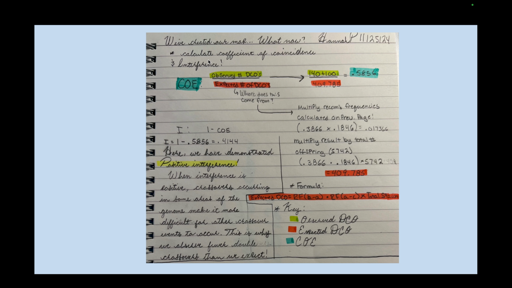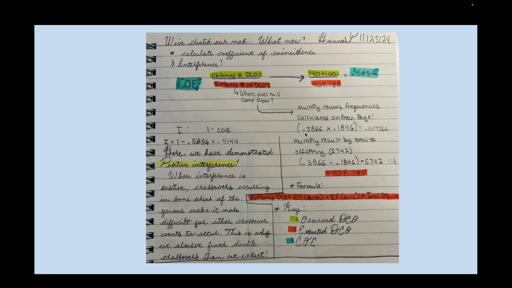For chucks and gigs, we're going to calculate our degree of interference, which can only be done if we figure out what our coefficient of coincidence is. So we're going to take our observed number of double crossovers and divide it by expected number of double crossovers. And observed is easy because you just take it from your data table. But where are you getting that expected number from?